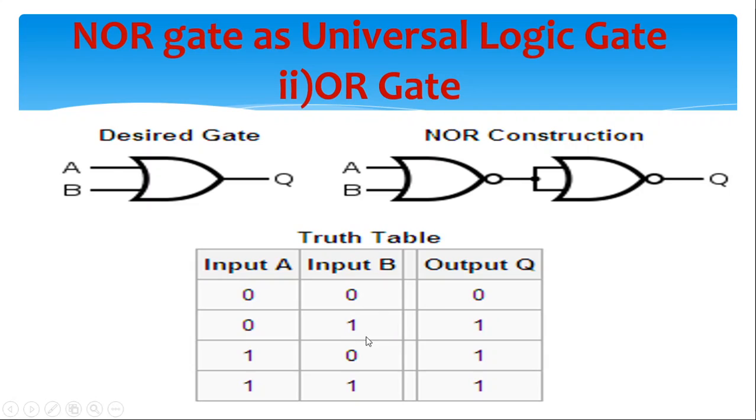This table shows the truth table of the OR gate using only NOR gates. That means when A and B both are equal to 0, then it gives the output 0. When A equal to 0, B equal to 1, then it gives the output 1. When A equal to 1, B equal to 0, then it gives the output 1. And when both are equal to 1, it produces the output 1. That means this truth table is equivalent to the truth table of the OR gate.